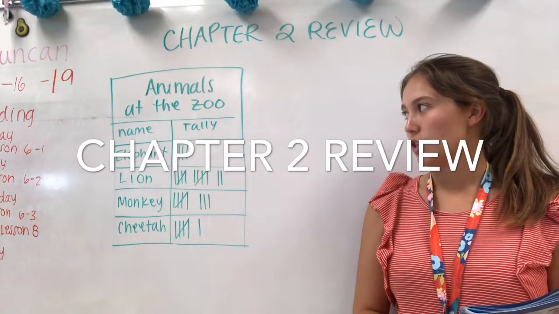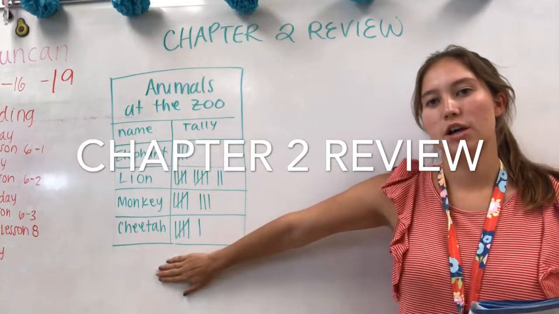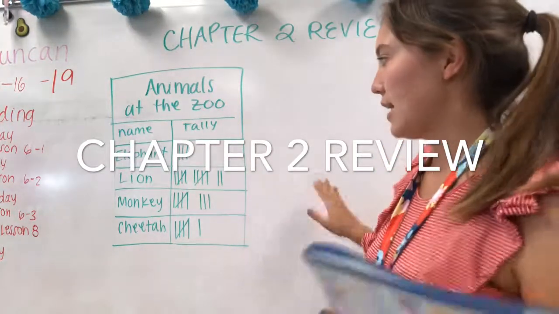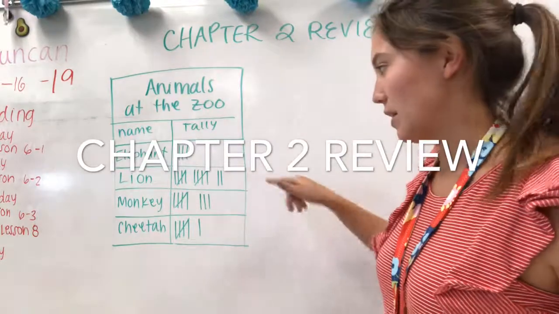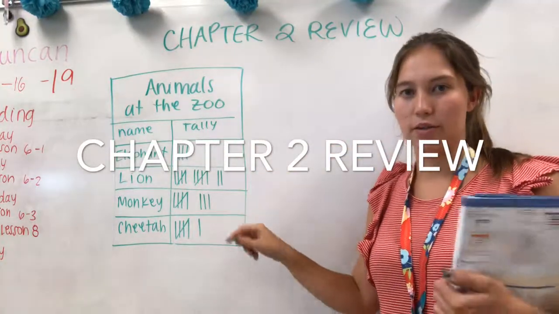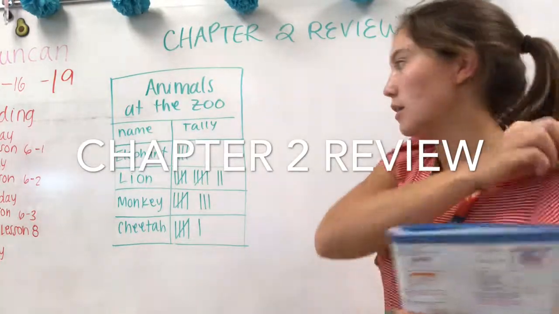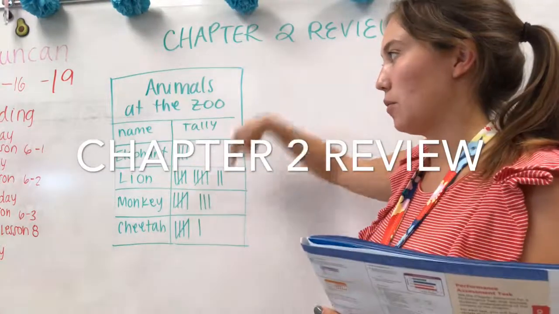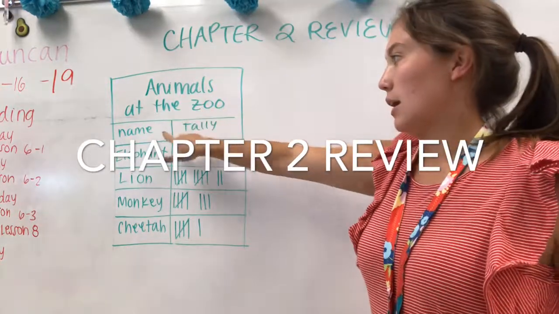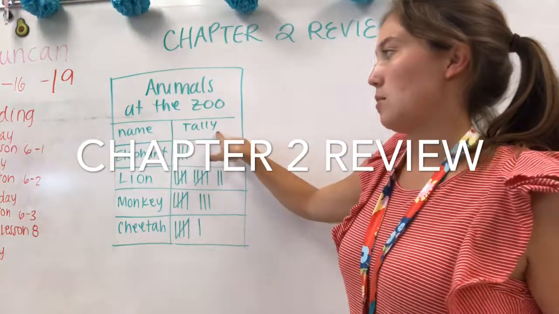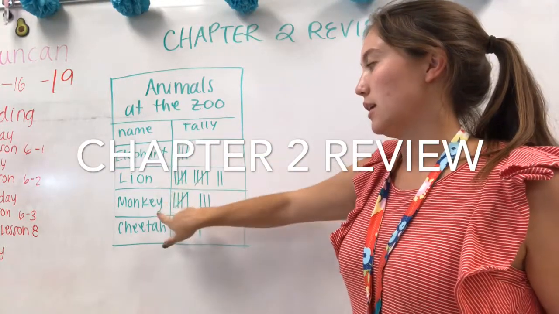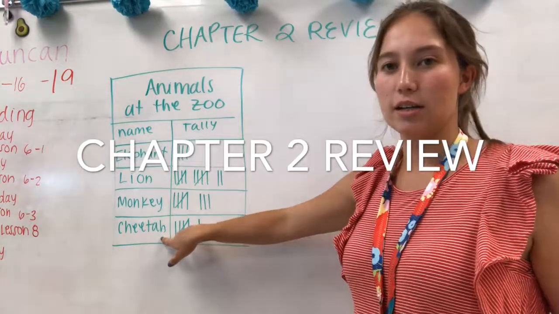So the first question that I'm going to ask is going to be about this chart. This is a tally table. I know it's a tally table because there's tallies and it's in a table, right? So it just makes sense. Those two go together. So here it's talking about animals at the zoo. And I have the name and the amount of tallies. The animals are elephant, lion, monkey, and cheetah.